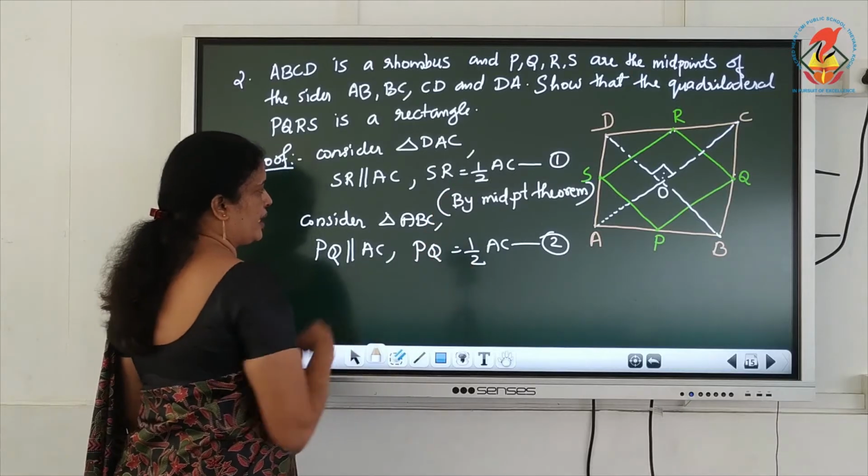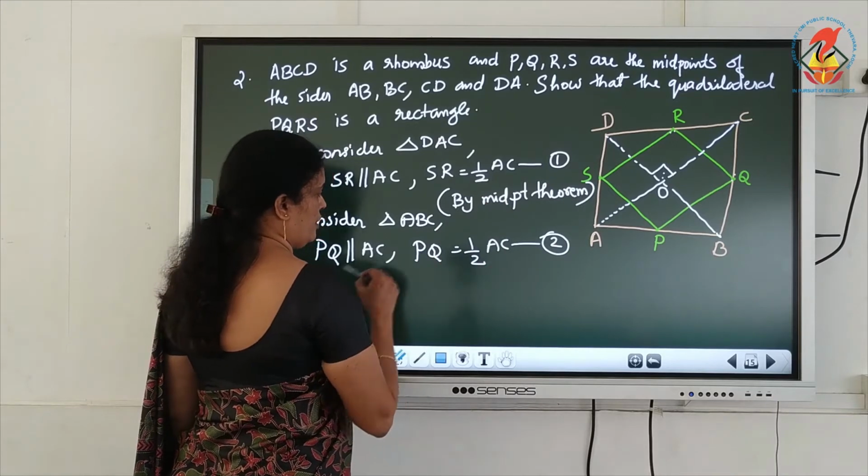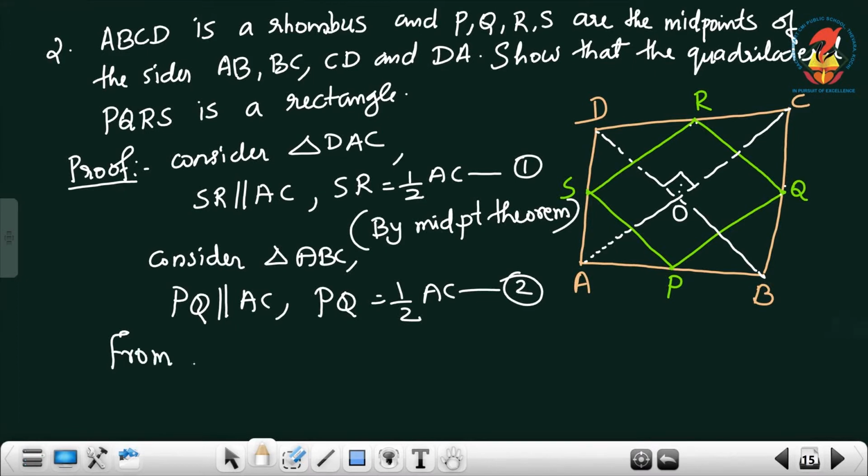From 1 and 2 we can write SR equal to half AC, PQ equal to half AC. You can write PQ equal to SR. From 1 and 2 we can write PQ equal to SR, and SR parallel to AC, PQ parallel to AC. That means you can write PQ parallel to SR.